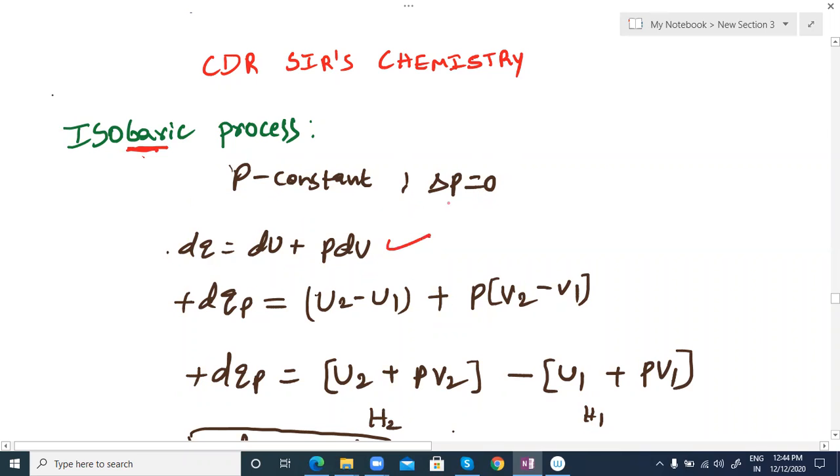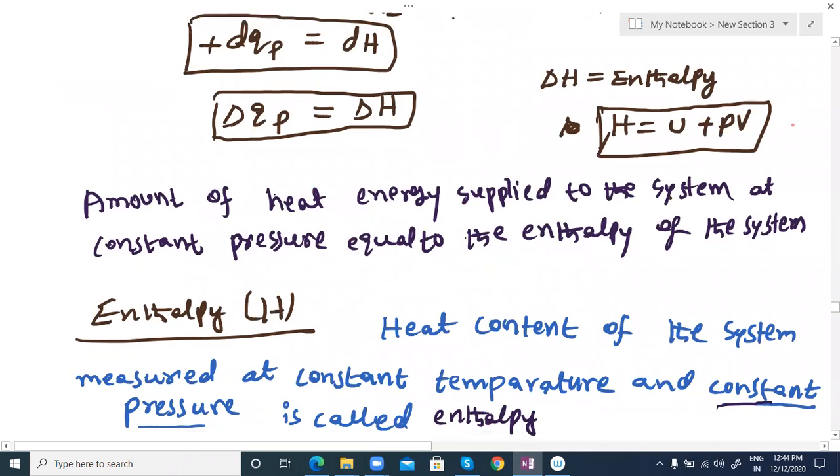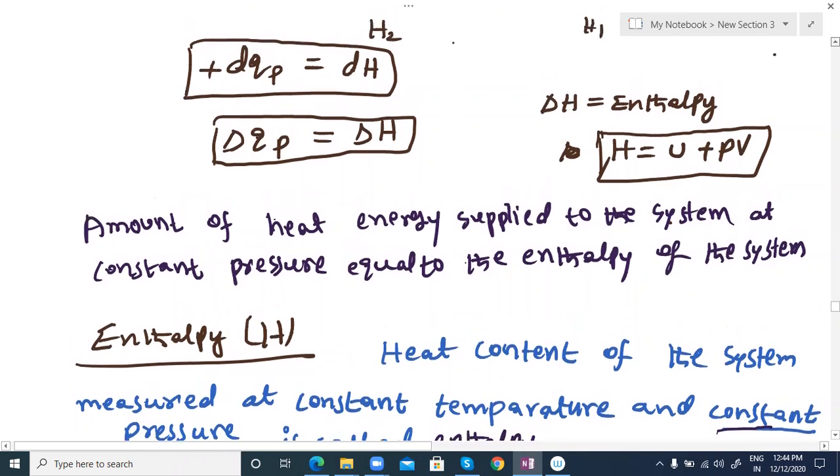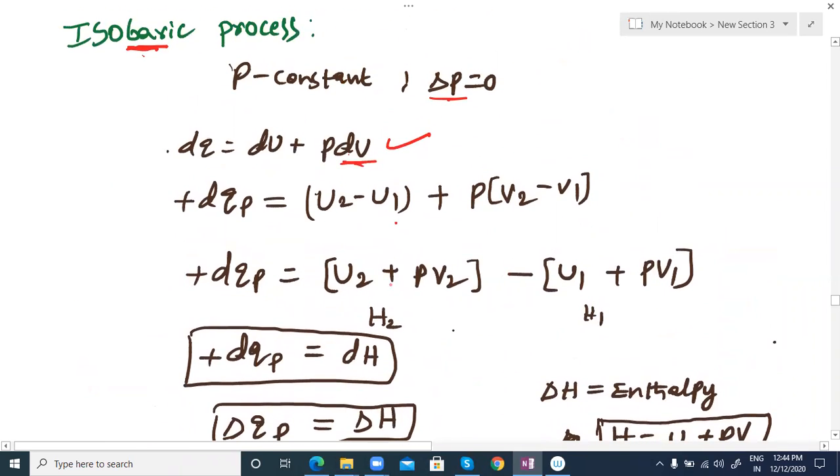I am applying here the expression dQ equals dU plus P dV. Now dU, I can write as U2 minus U1. Then P dV, dV is nothing but the difference in volume, V2 minus V1. Now we are rearranging this equation: U2 plus P into V2, taking all positive terms and negative terms together.